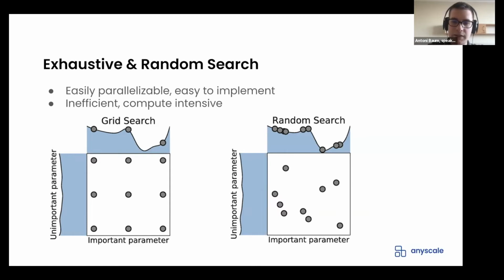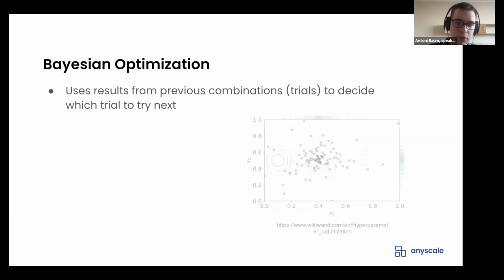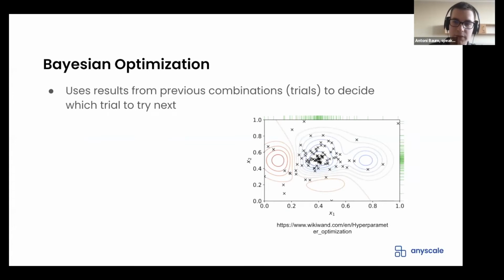And because every trial is independent from each other, it's very easy to parallelize and easy to implement. But most of the time it is quite inefficient and compute intensive, as the information from the previous trials is not used for choosing the combination in the next trial. Here we can turn to Bayesian optimization, which in its simplest explanation uses the information from previously evaluated trials to decide which trial to try next. This usually involves fitting a surrogate function and using that to choose the next combination to try.